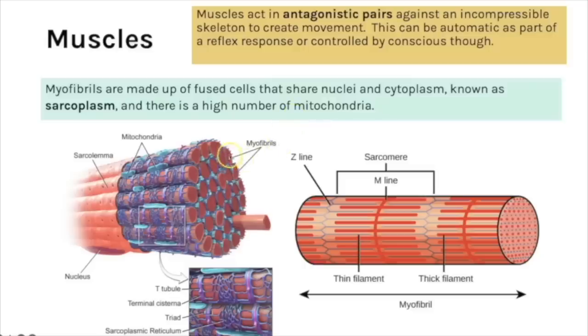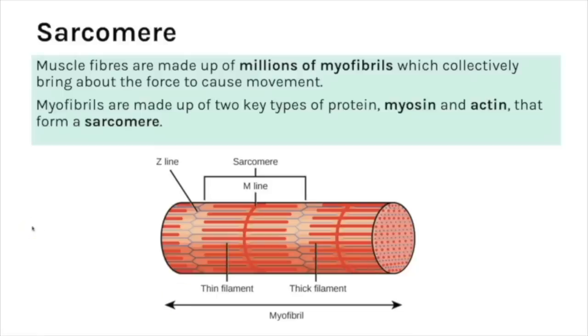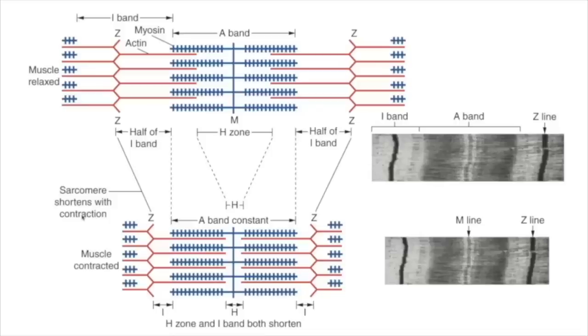Now these myofibrils are all bound together to make up this muscle fibre. But what we're actually going to focus on is the myofibril in more detail, having a look at the sarcomere. The muscle fibres are made up of millions of myofibrils, which collectively bring about that force to cause the movement of the skeleton. The myofibrils are made up of two key proteins, myosin and actin, and that is what forms the sarcomere. The sarcomere you can look at in terms of different sections or bands, depending on whether you're looking at a part which is just made up of the actin protein, the myosin protein, or where the two proteins overlap. And that's what this diagram is representing.